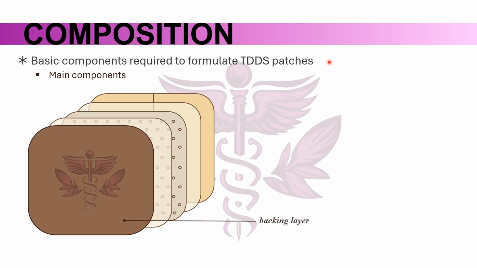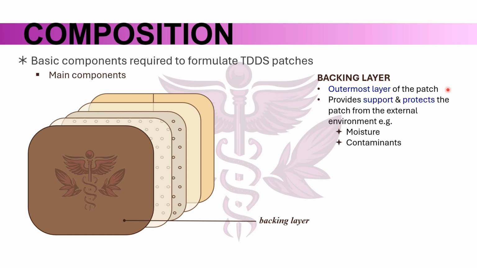The first one being the backing layer. The backing layer is the outermost layer of the patch. It's the first layer that we see when we unravel the packaging of the patch. Its role is to provide support and protect the patch from the external environment. For example, it protects against moisture and contaminants.